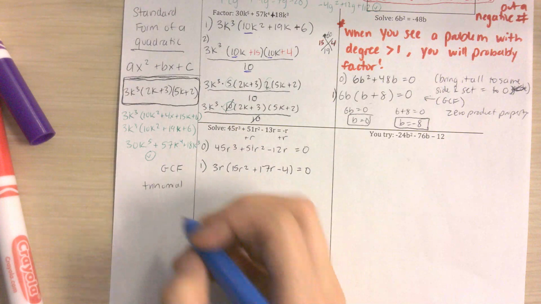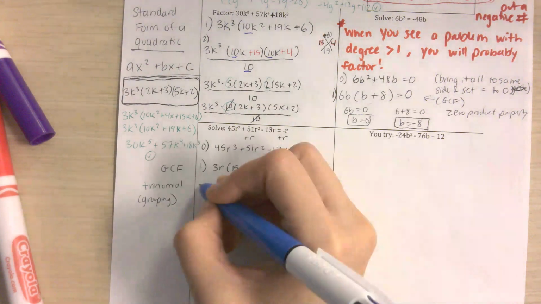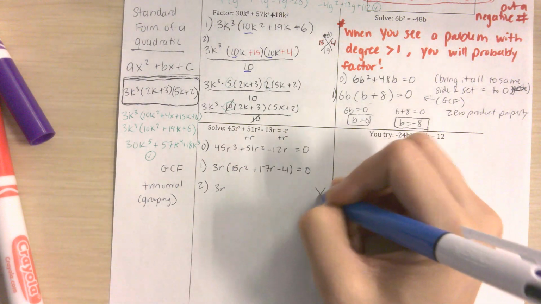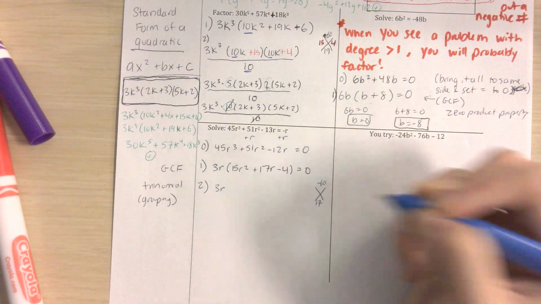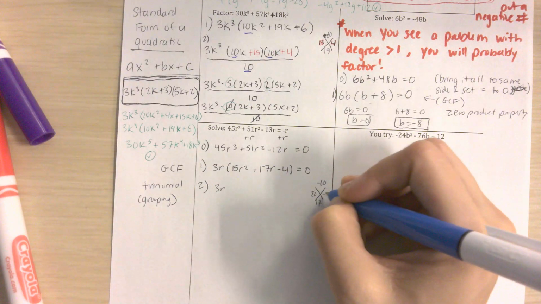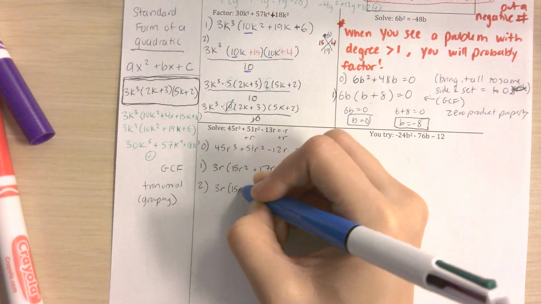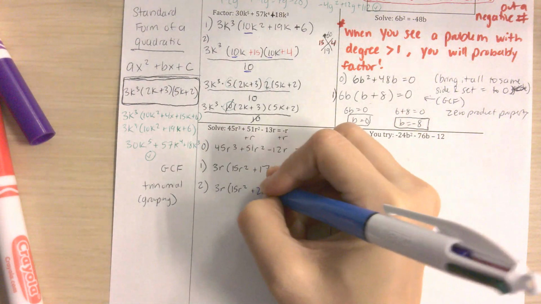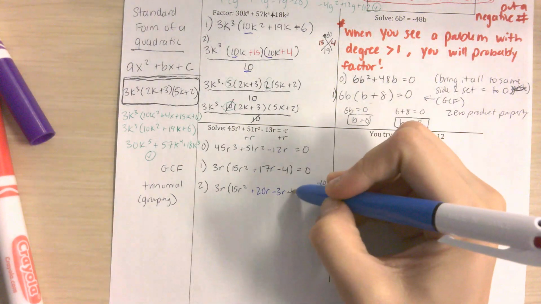In this example I'm going to do grouping, but you could also do Australian if you like Australian. So we still keep the greatest common factor on the outside there. We're trying to find two numbers that multiply to negative 60 and add to 17. So that's going to be 20 and negative 3. So we're going to write this 15r squared, and change this middle term to the two numbers that we found. So plus 20r minus 3r minus 4 equals 0.